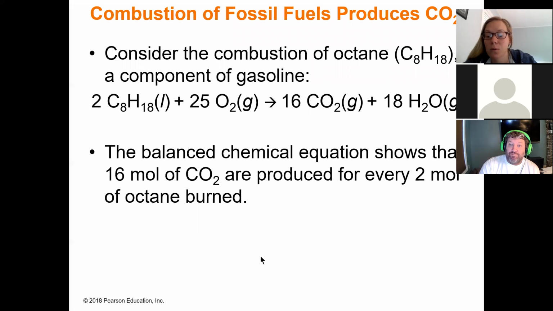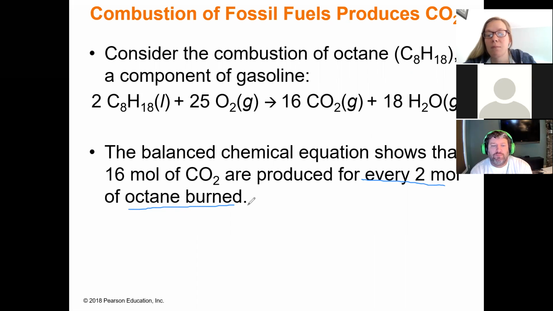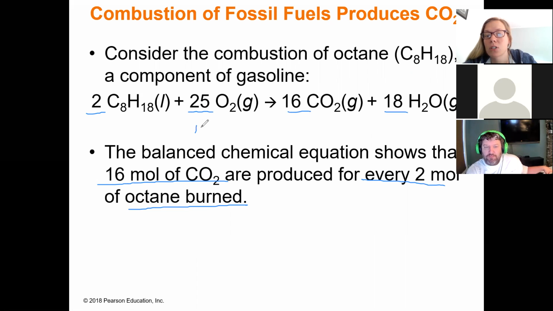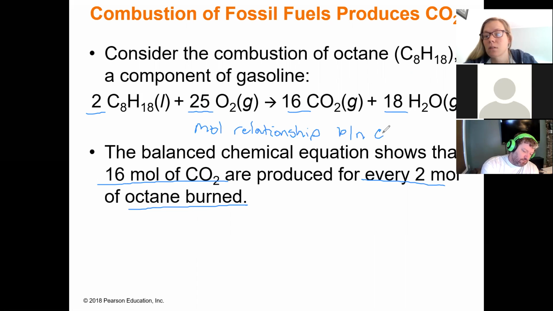Now remember, a molecule relationship is the same thing as a mole relationship. So we can also say that for every 2 moles of octane burned, 16 moles of CO2 are produced. So these coefficients that sit in the front create a mole relationship between compounds. And they're very specific to this chemical reaction. So for combusting octane, this is its signature recipe.